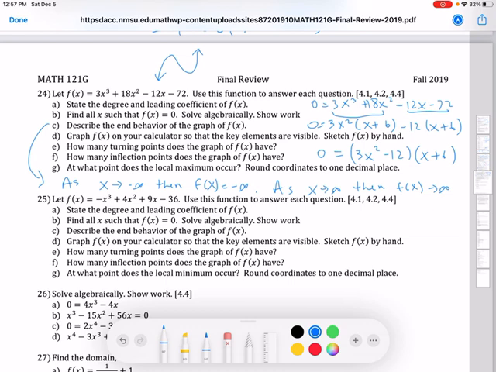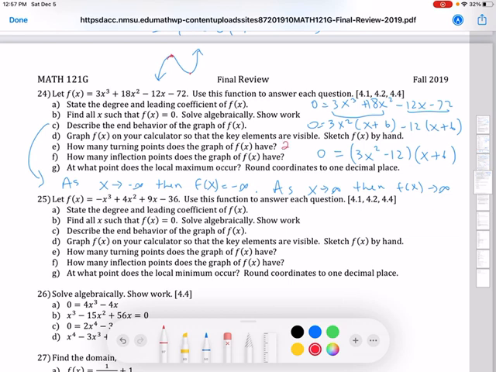Graph, we don't really need to graph. We already know what they look like. We can plug in some of the solutions that we found, and then just do a rough draft. That's all they want here. How many turning points? It has 2 turning points, right? It goes up, and then it goes down. So that's 1 turning point, and then it's going down, and then goes up. 2 turning points. So 2.